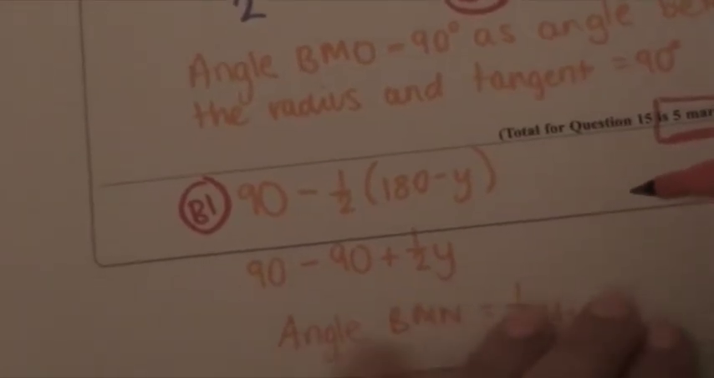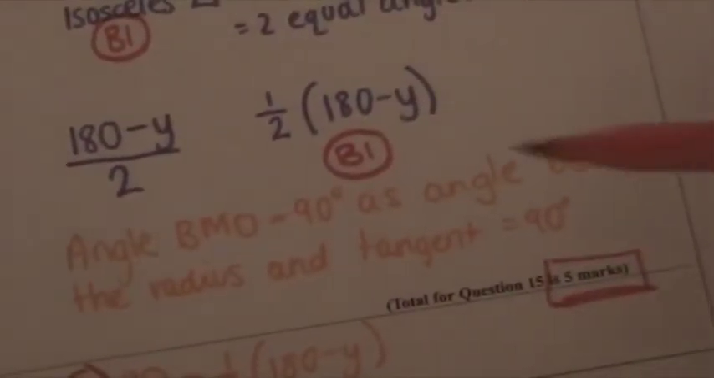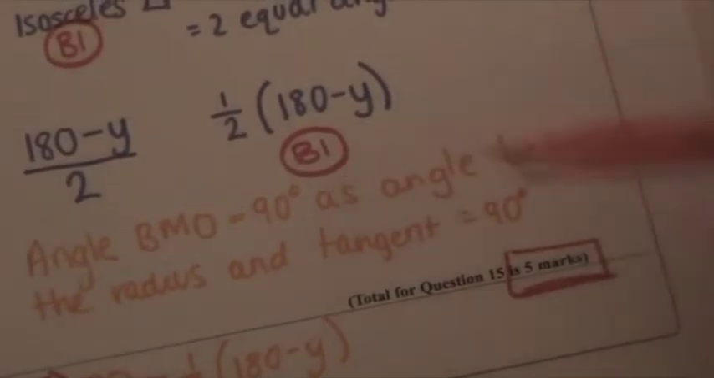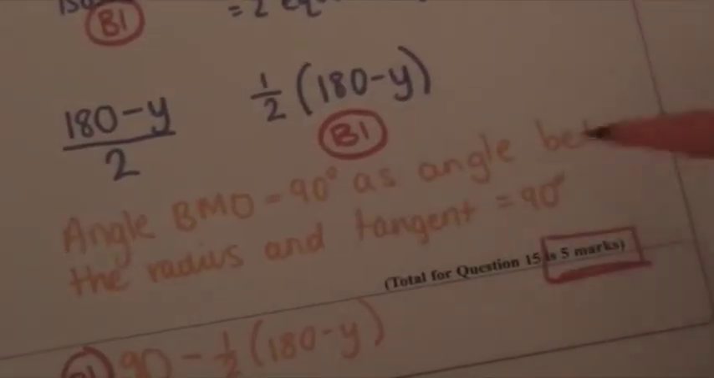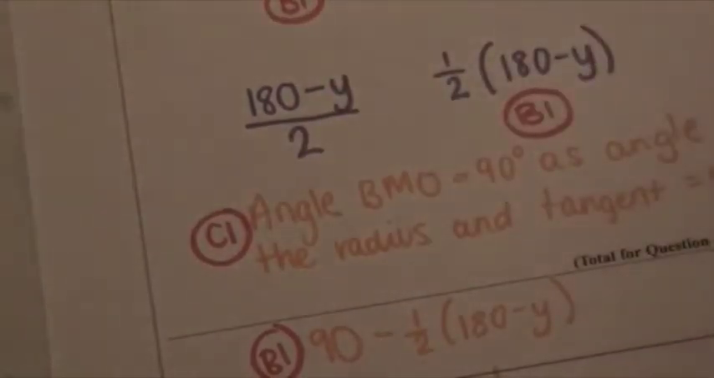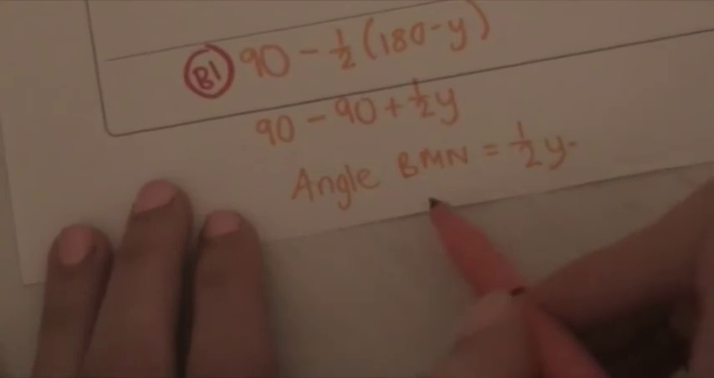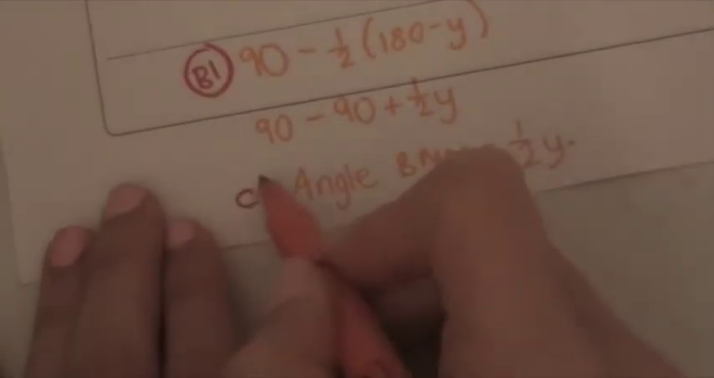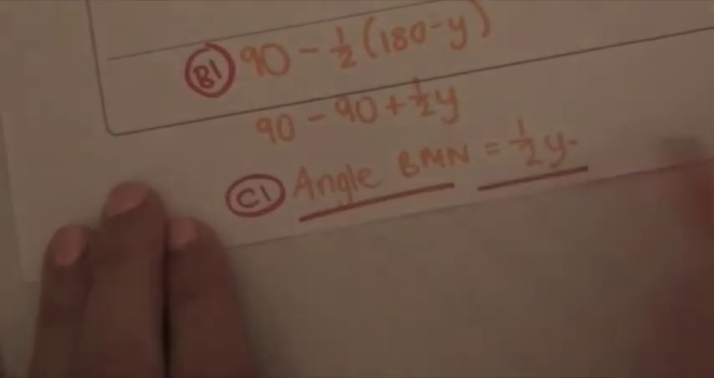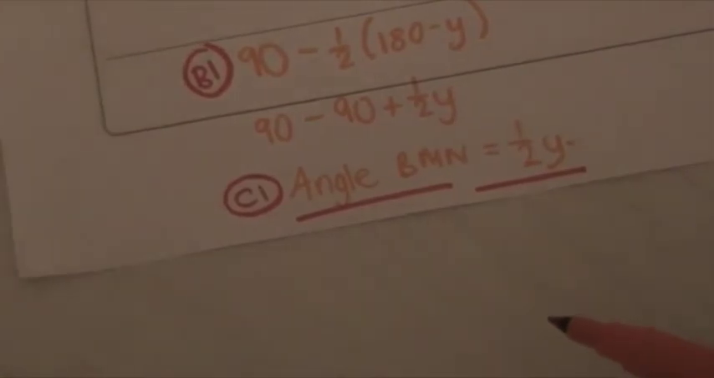Last 2 marks are communication marks. So you get a communication mark for stating that you knew it was 90 degrees as the angle between the radius and the tangent is equal to 90. So you needed to clearly state that as part of your proof. And the last mark for a correct conclusion and clearly stated that the angle BMN is a half y. So you need the final conclusion with it clearly stated.